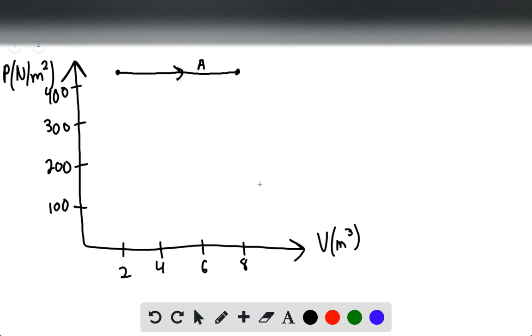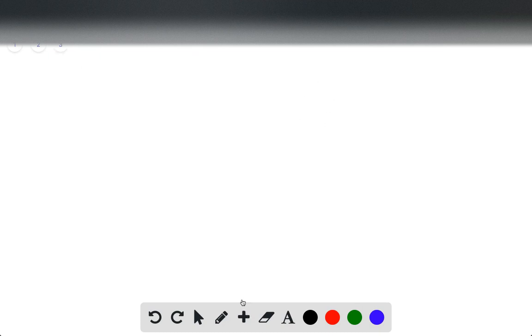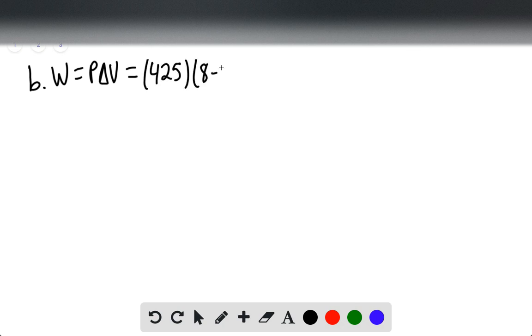Let's find the work and the change in internal energy of process A. So that's for part B. They're asking for the work in process A. So this will be P delta V, and this is, of course, going to equal 425 times 8 minus 2. So we have 2,550 joules of usable work.